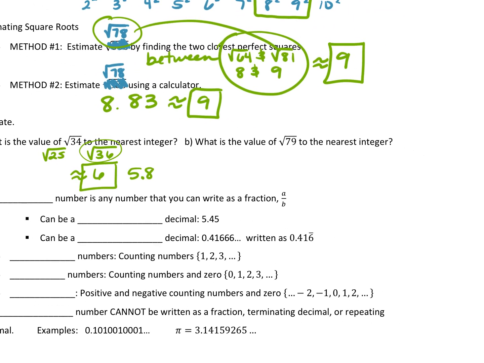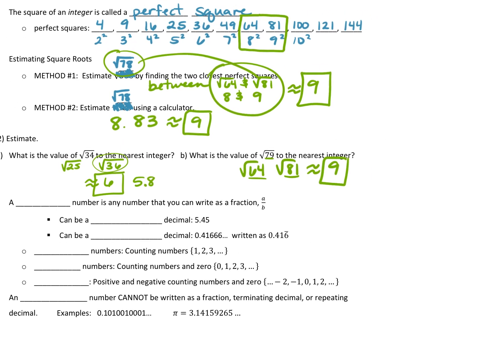All right. So what would the square root of 79 be? Oh, that's what we just did. It would be closest to 9, right? It's between the square root of 64 and the square root of 81. 64, 79, 81. So that's approximately 9. So closest to 9. Okay? Questions on that?